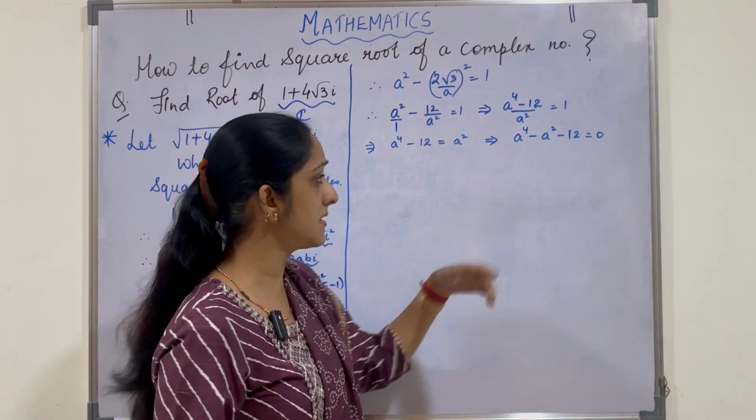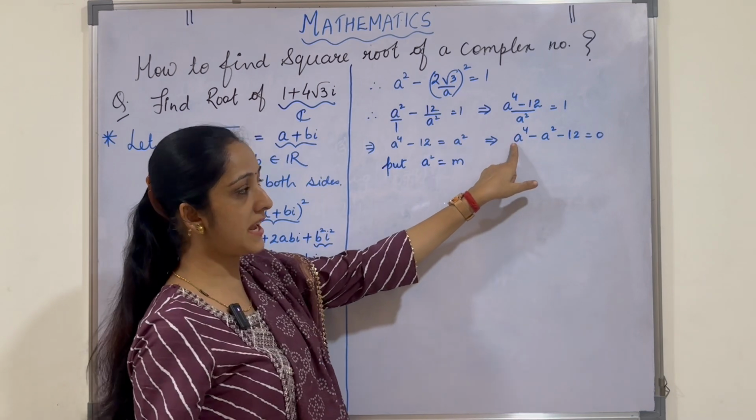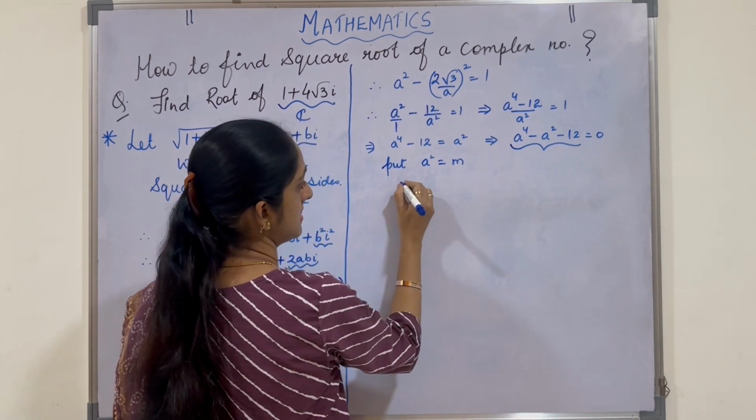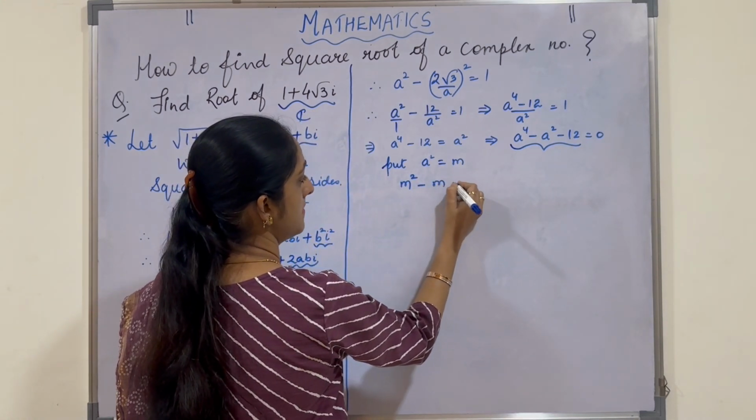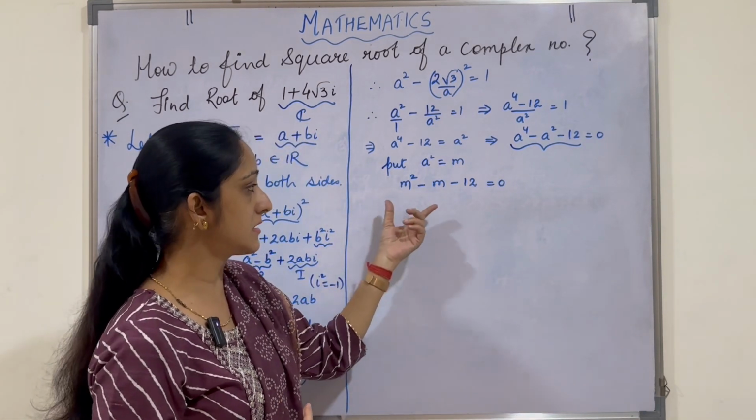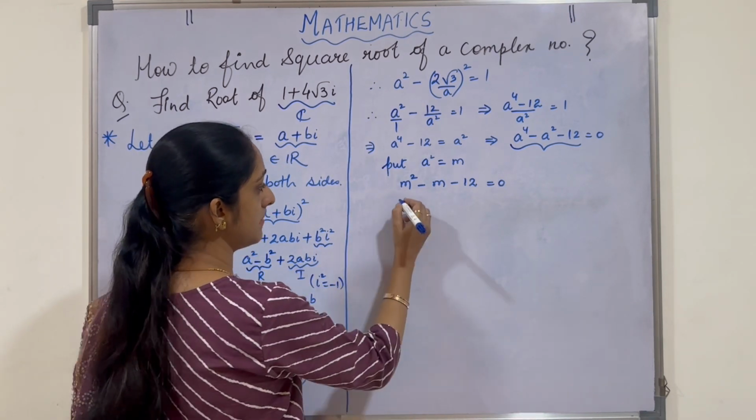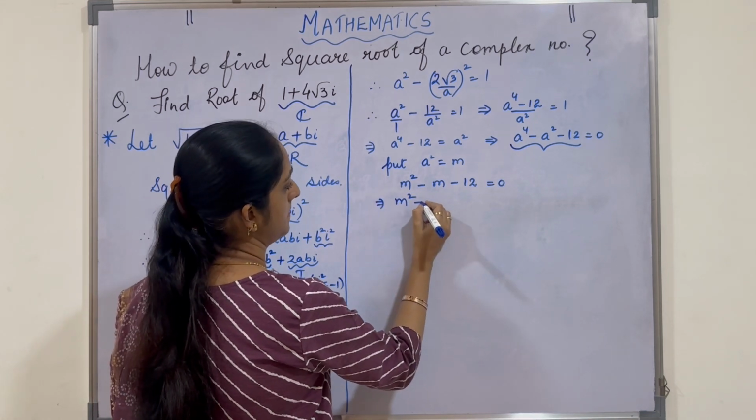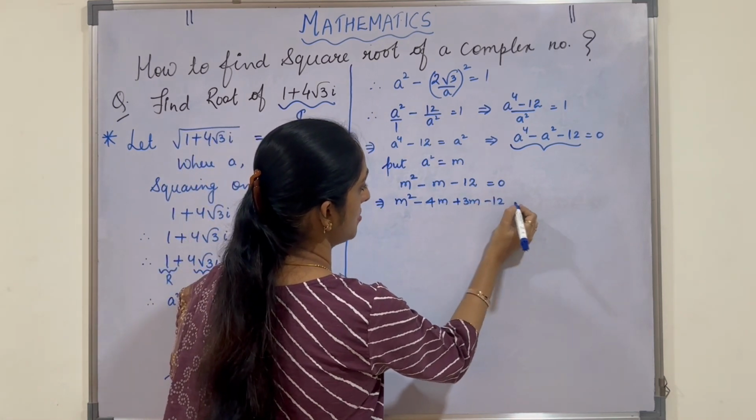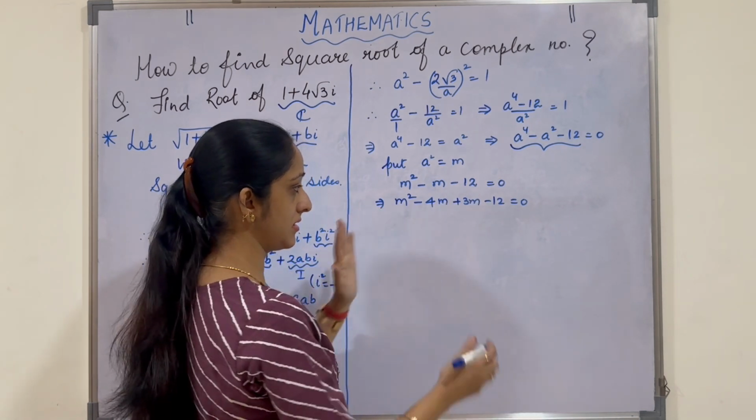This can be easily solved if we will substitute a square is equal to m, because this a raised to 4 can be written as a square whole raised to 2. So this side is simply m square minus m minus 12 is equal to 0, and we all are familiar with such type of equations. This is nothing but quadratic equation which can be solved by splitting the middle term. So if you will split the middle term, that will give you m square minus 4m plus 3m. We will find those two numbers whose product is minus 12 and whose addition will give you minus 1. So these are the numbers.